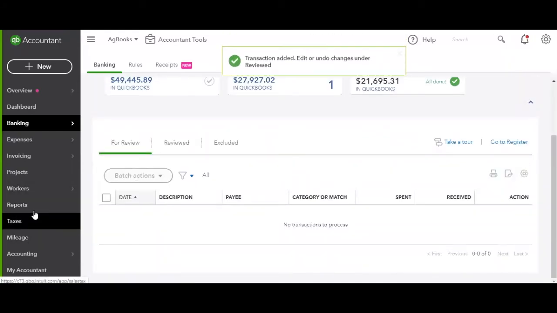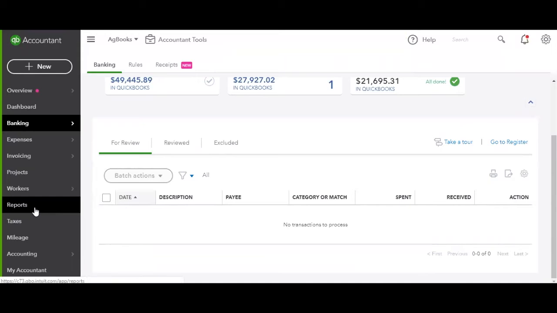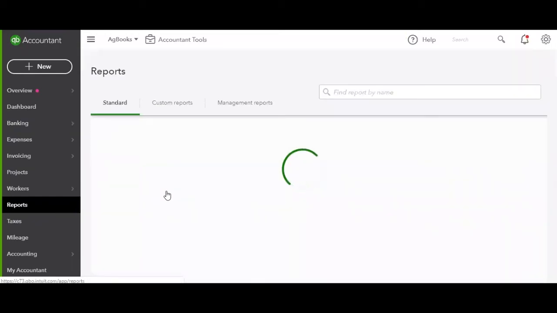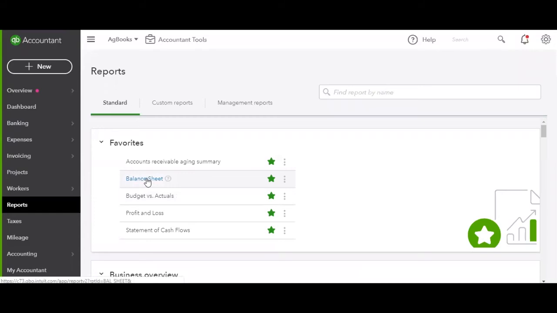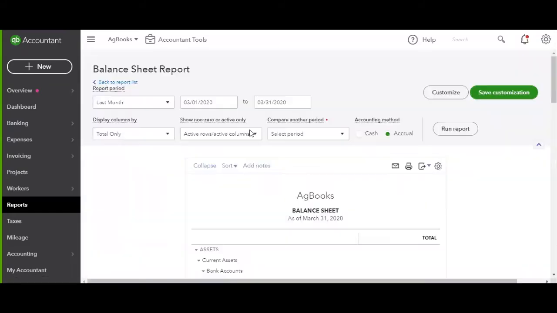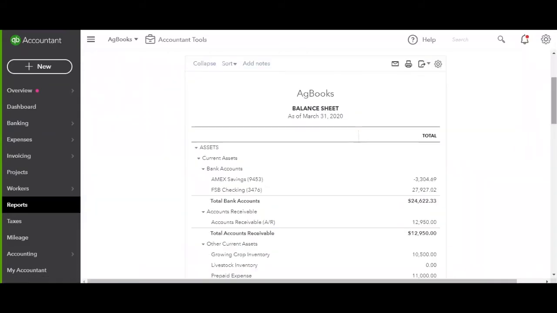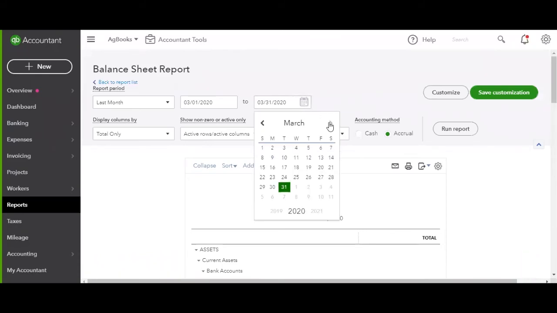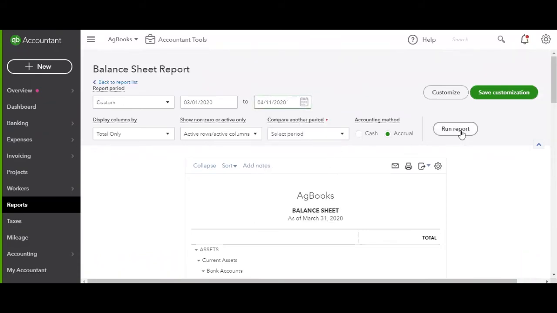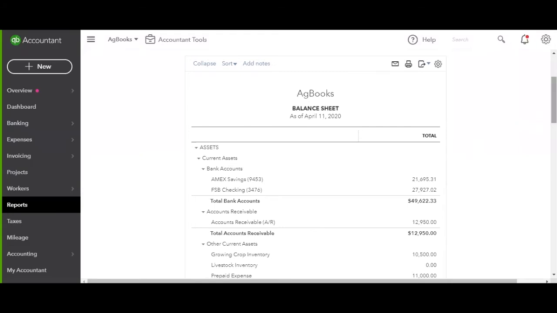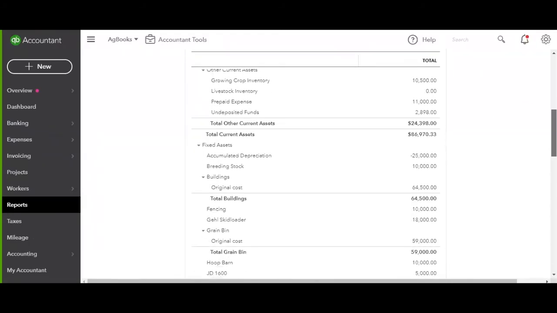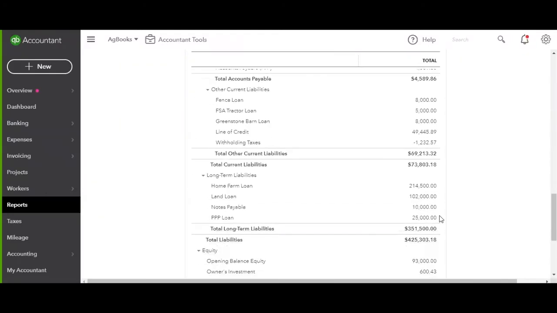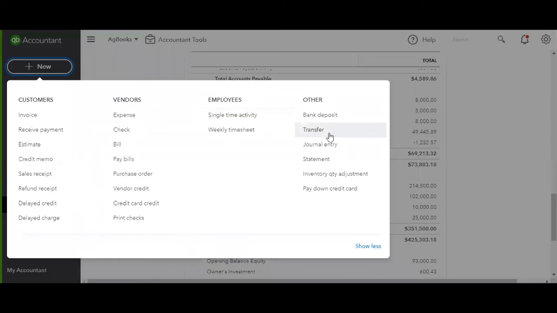If we hop over to our balance sheet, we'll find that it's reporting on there. And that's where it's going to stay. This is as of March 31st. Now, as of April 11th, here it is, our PPP loan, and that's where it's going to stay. Now, when and if that is forgiven, this is what your journal entry is going to look like.